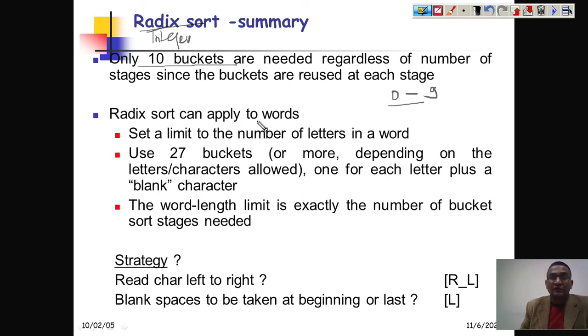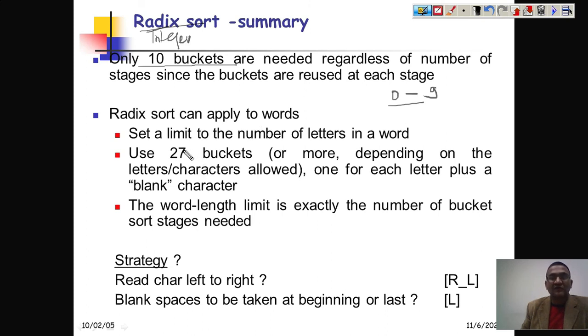Radix sort can also be applied to words. Though we have discussed how it works on integers, you can still apply it to sort words as well. But you need to find out how many buckets will be required. Here all the words consist of alphabets only, and we have 26 alphabets in English. You can also take one bucket to represent the space or a blank, so you can manage the entire sorting of words using 27 buckets.